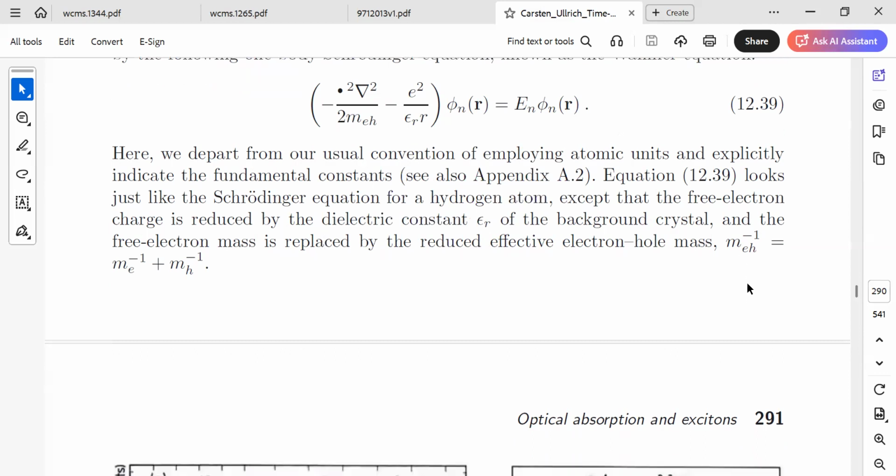And how is the electron-hole mass defined? It is defined as 1 over μ equals 1 over the electron mass plus 1 over the hole mass.